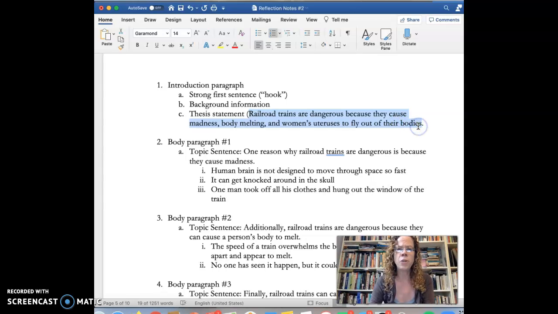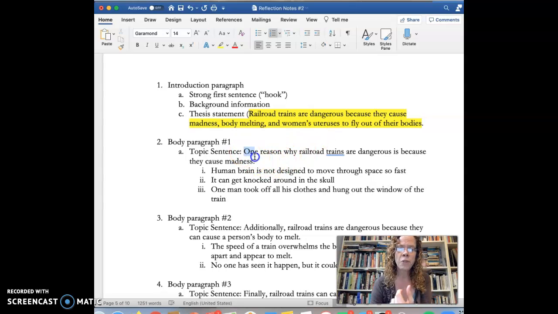Railroad trains are dangerous because they can cause madness, body melting, and women's uteruses to fly out of their bodies. So see that this is a thesis statement that has my argument, railroad trains are dangerous, and then gives 3 reasons: madness, melting, and flying uteruses, okay? And that's the analysis. I've broken down the problems with railroads into 3 parts.